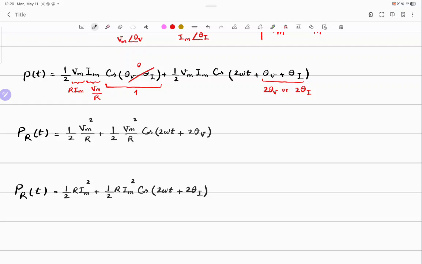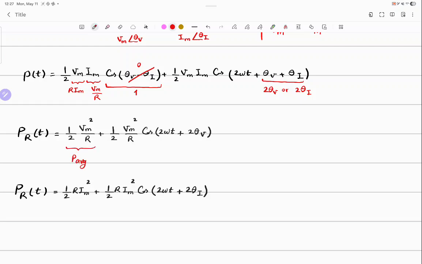Which is equal to 1/2 Vm squared over R, or 1/2 R Im squared. Okay? So this is the average power, because that's the DC part. And the AC part is the other part.